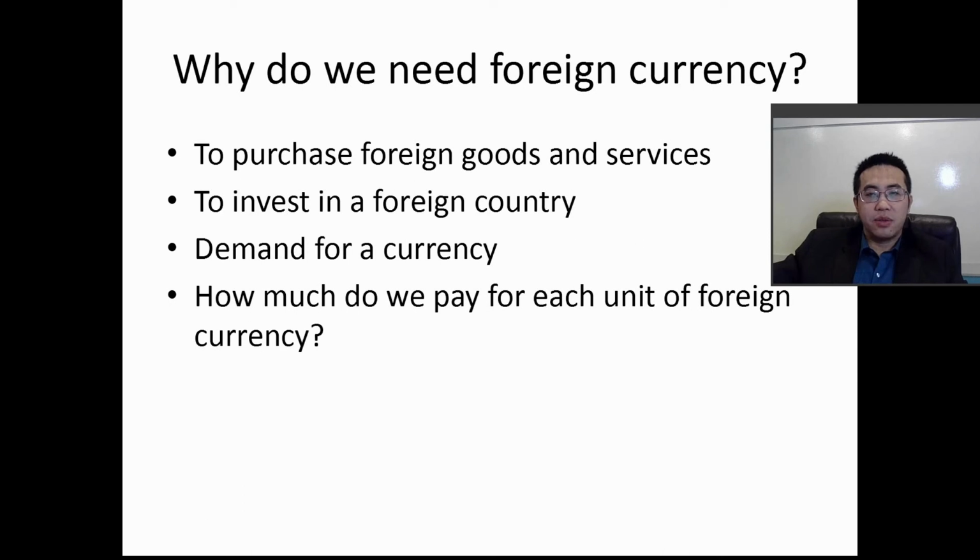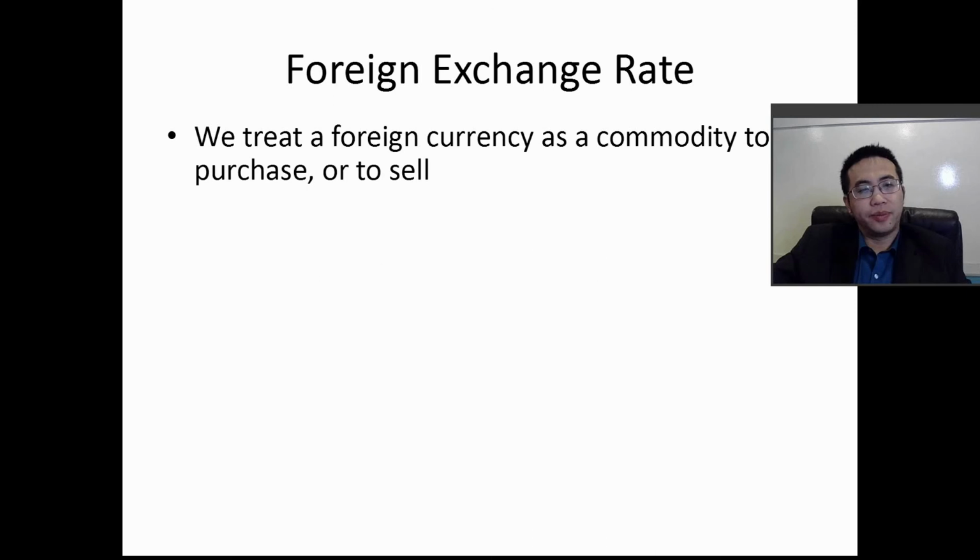And here it comes to a very important question. How much do we pay for each unit of foreign currency? If you want to buy shares in the European stock market, so one share may cost you 100 euros, and you want to know what's the exchange rate for a euro. Is that $1.2 or $1.1 or any other figures? And that's going to definitely affect your fortune.